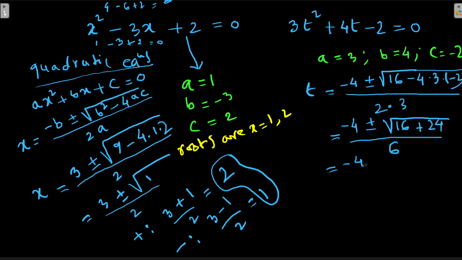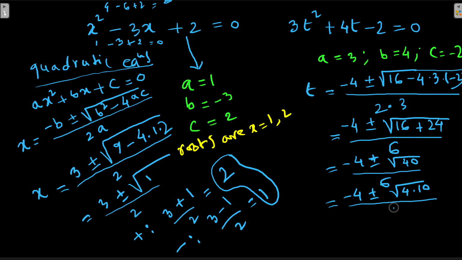So again minus 4 plus minus, let us simplify this. This is actually square root of 24 plus 16, which is 40, by 6. Now square root of 40 can also be written as square root of 4 into 10, by again 6. If 4 comes out of the square root, it will give 2, right, 2 into square root of 10 by 6.